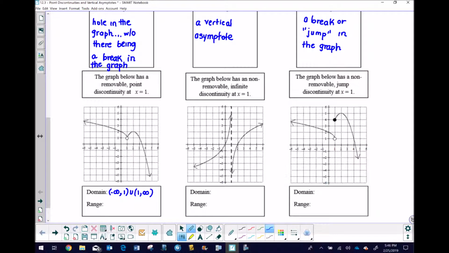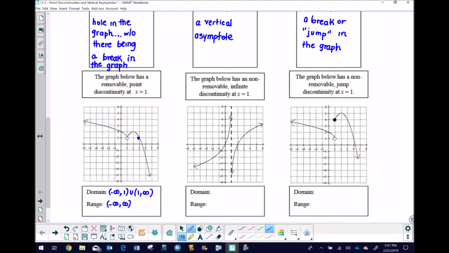And if we think about the range, that would be all of the acceptable y values. And we find out that these arrows will indicate that we're going to include all of our y values. Will we include the y value where the hole occurs? Well, the answer to that would be yes, because of the point right there that will be included. So we could say all real numbers, or negative infinity to infinity.